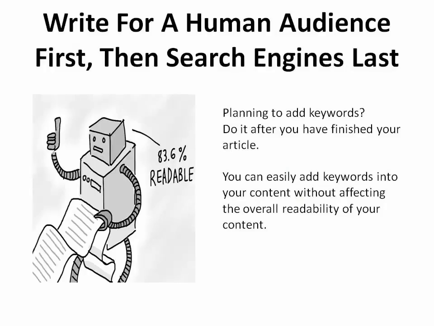You should always write for a human audience first and search engines last. If you plan on adding keywords into your content, do so afterwards. It's easier to work in this order. You can easily work keywords into your content without affecting the overall readability of your content.